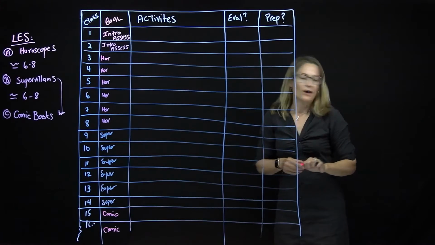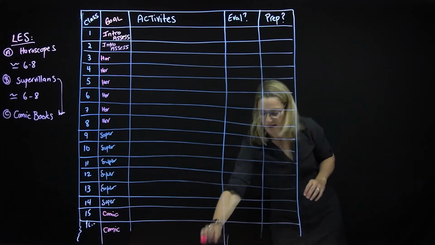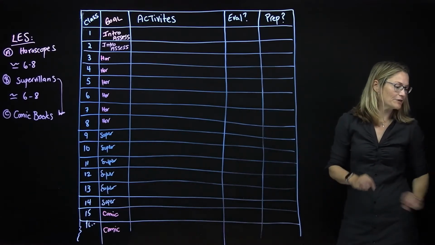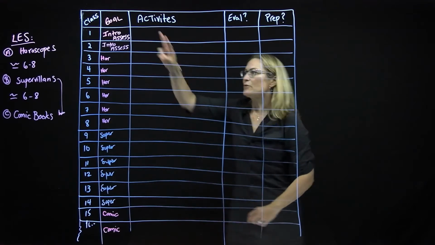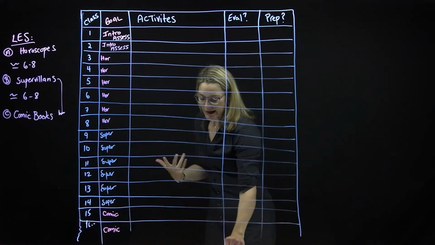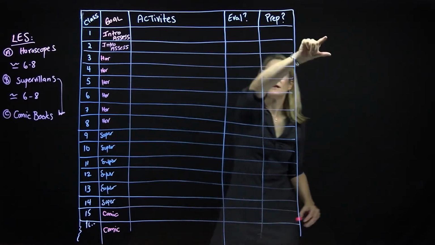Okay, all right, so now let's see how this works. We have all of our classes like this. We have the goals for each, and we're going to plan, first of all, vertically, and then horizontally.